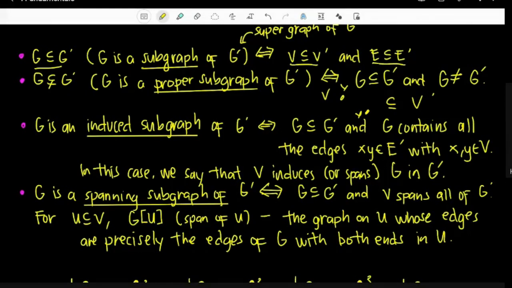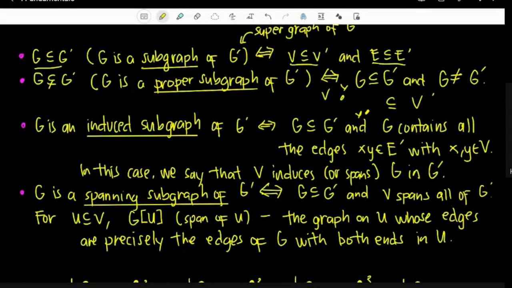Yan, okay? Again, mamaya, pag hindi pa rin naiintindihan, mamaya sa drawing, papakita natin. In this case, we say that V induces or spans G in G prime. So, G is a spanning subgraph of G prime if G is a subgraph of G prime, and V spans all of G prime. So, paano mo sinasabing V spans all of G prime? Ibig sabihin, yung mga vertices ni V, pag tiningnan mo lahat ng edges doon ni G prime, nandun lahat yung edges ni G prime. Nai-span mo lahat ng edges ni G prime.